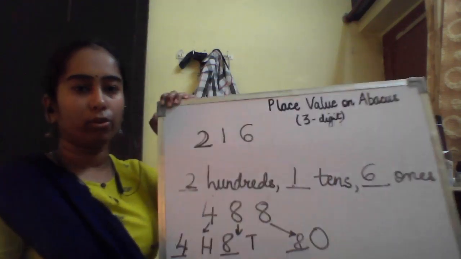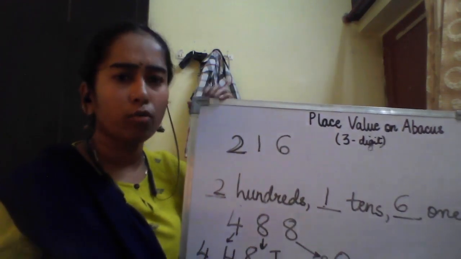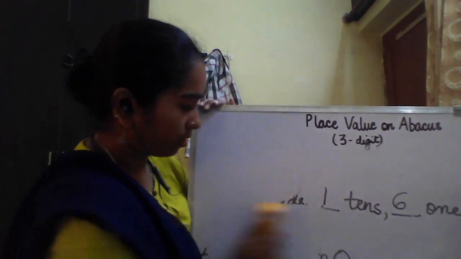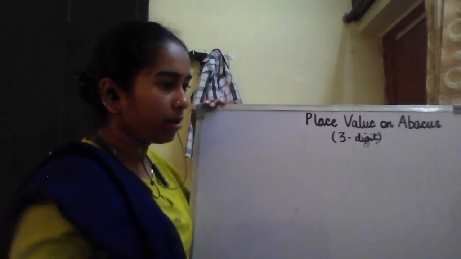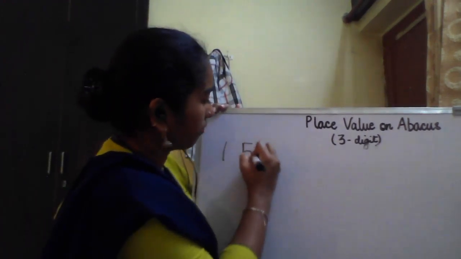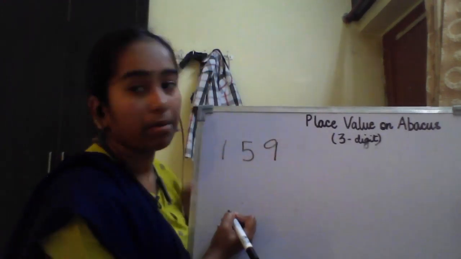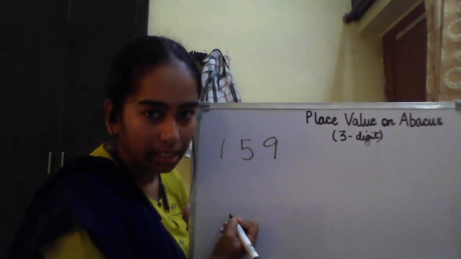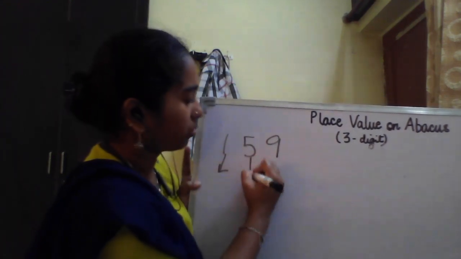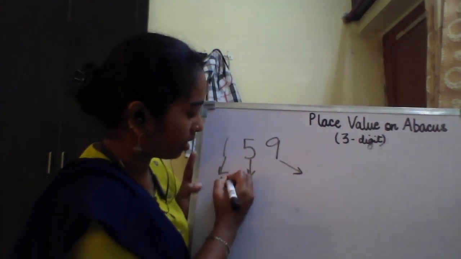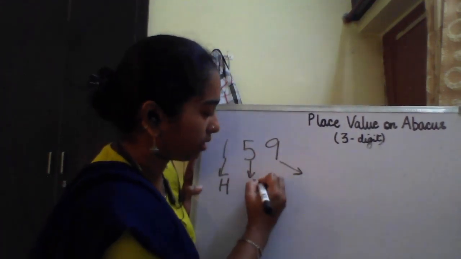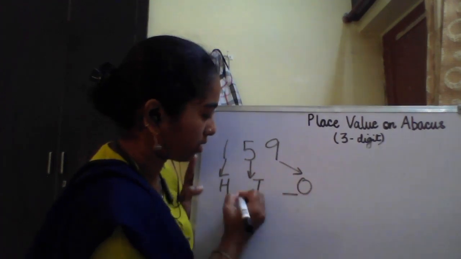Alright. So, before that, let's take 2 more examples so that it is clear to you. So tell me, 159. If we have a number 159 here, what is this place? What is this place? And what is this place? Repeat after me. This is hundreds, this is tens, and this is ones.